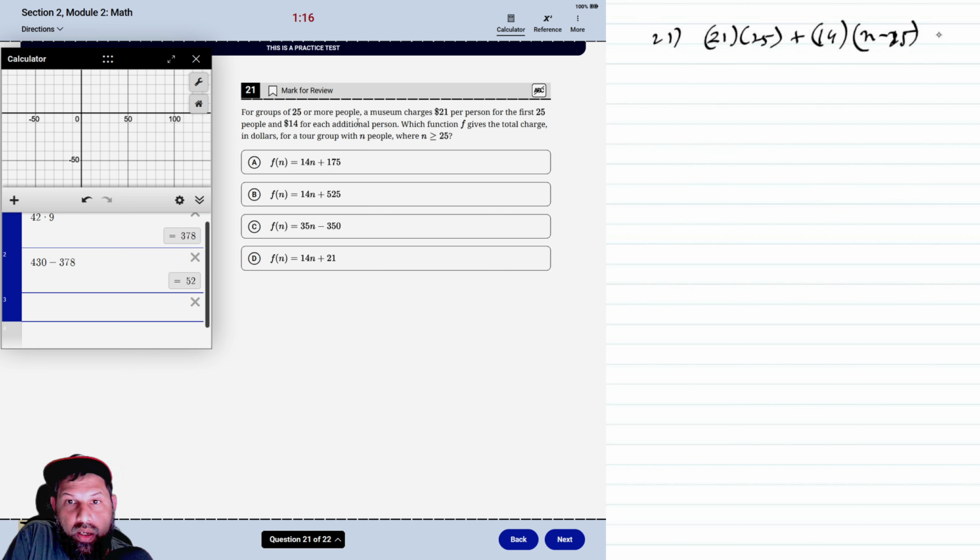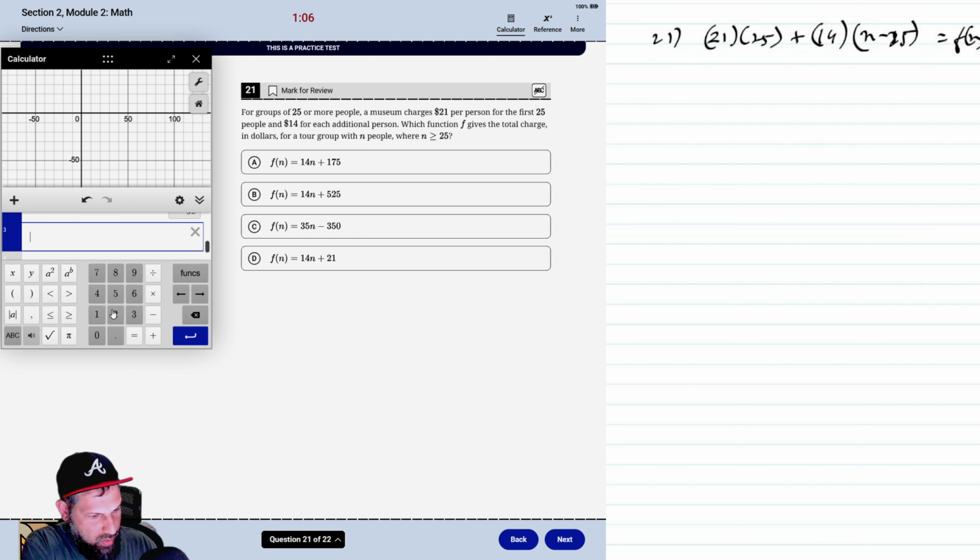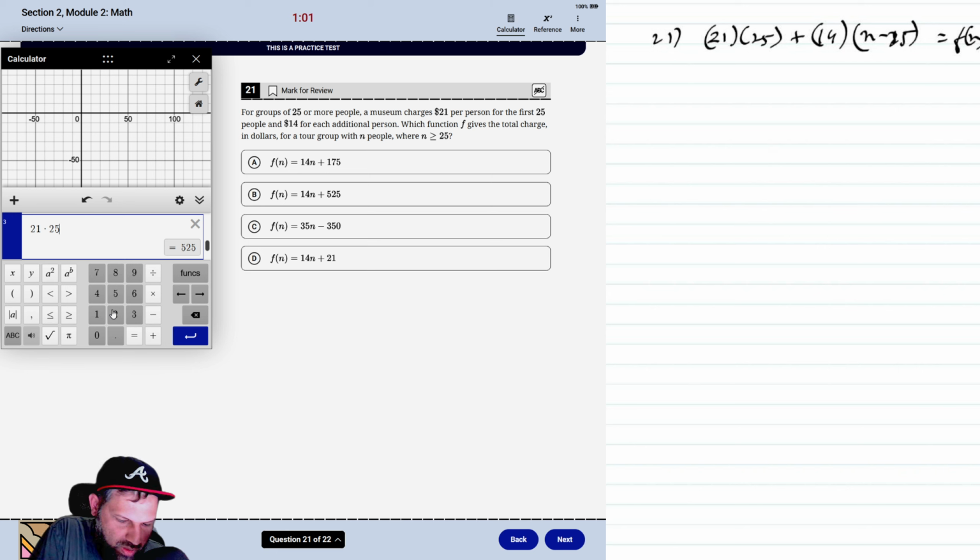Okay. Which function in dollars is that? Okay, so this is going to be f of n. So you have 21 times 25, 525. So you have 525 plus 14, sorry, 14.